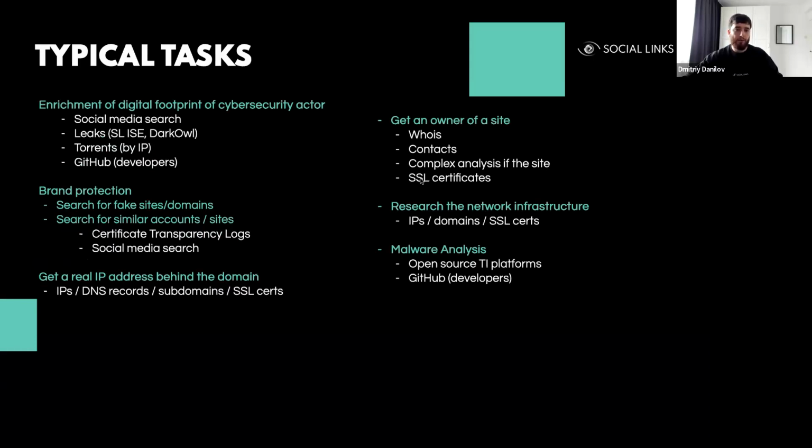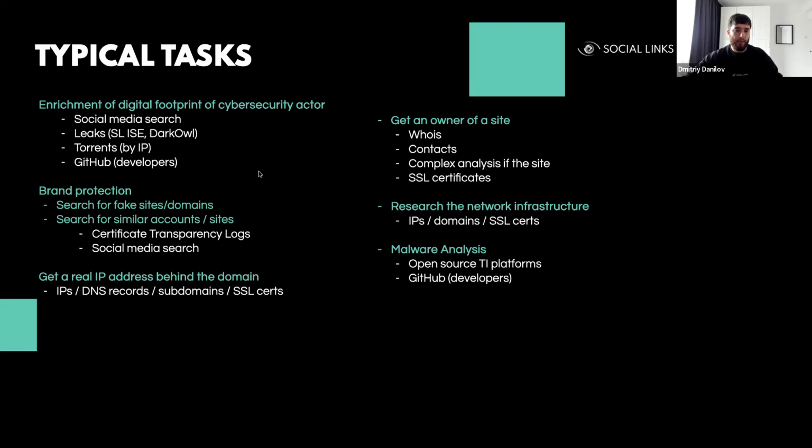And a couple of words about the typical tasks we are faced with. Of course, the main one is enrichment of the digital footprint of a cybersecurity actor in the case of digital forensics, cybercrime investigations, and so on. We help make a social media search, searching links with the identity search agent of Social Links with Darko. We are able to search lots of information about torrents and even understand who's behind the IP based on this information. And of course, we can help trace developers of some malware through GitHub.